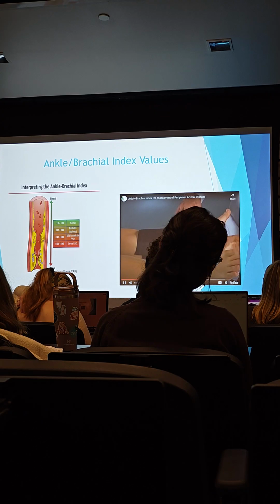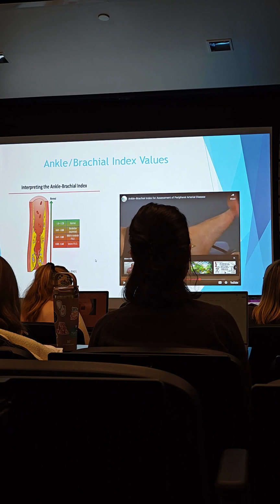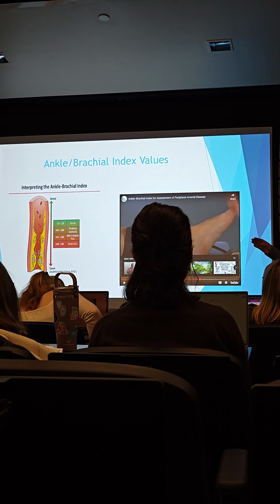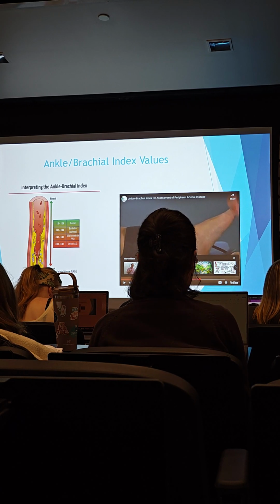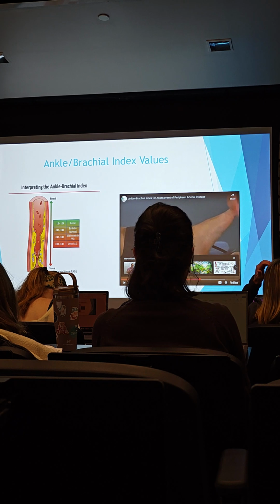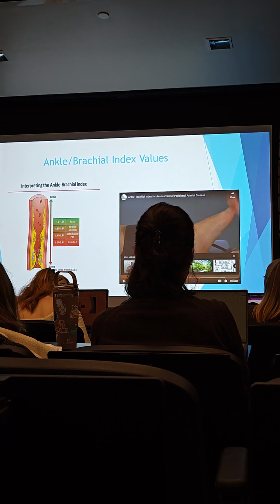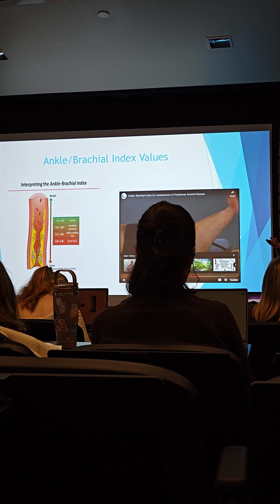Repeat the procedure for the posterior tibial artery. So obviously the lower the number, I would think 0 to 0.4, you're going to have increased risk of wounds, tissue loss, and ischemia, right? The statistics I got for rest pain usually occur between 0.2 and 0.4.